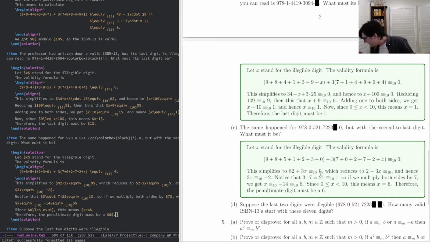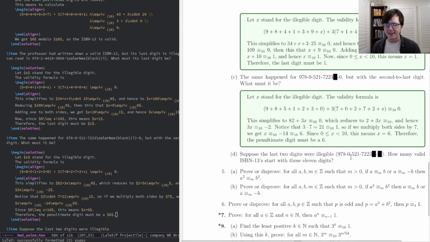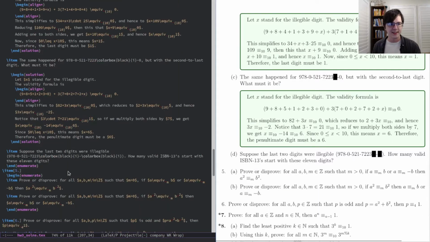And this book is, I'm pretty sure, Davenport's The Higher Arithmetic. And this one is 9780521722360. Math wins again against illegible handwriting.